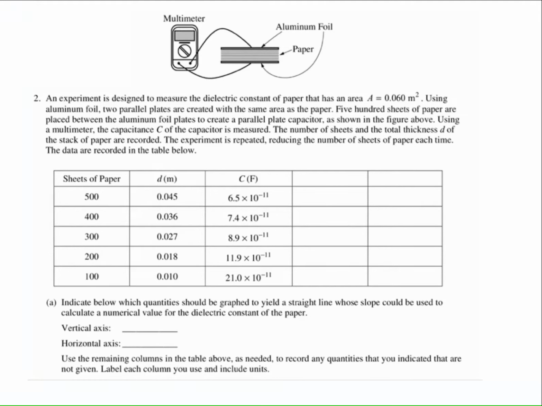So what they're asking you to do, and you have to read this carefully, is indicate which property should be graphed to yield a straight line whose slope could be used to calculate the numerical value for the dielectric constant. All of those are very important. First off, it means that we have to have a formula that has the dielectric constant in it, obviously. We also need to choose a formula that has the data they're collecting in it as well: capacitance and distance between the two pieces of paper.